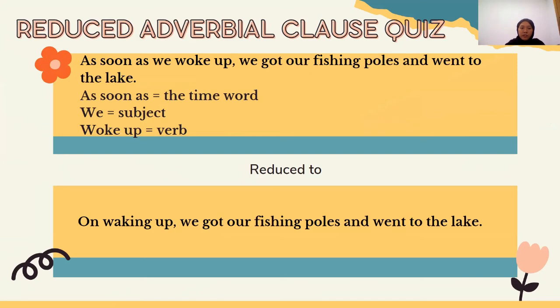Why? So first, we have to delete as soon as and replace it with on. And second, we have to remove the subject, we, in the sentence. The third one, we have to change the verb to the gerund form, from woke up to waking up.